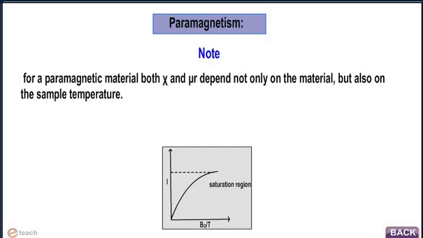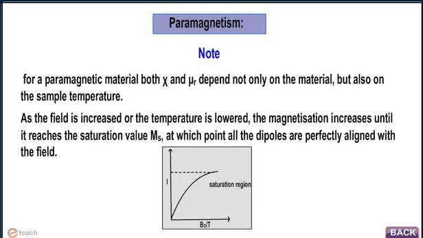Note, for a paramagnetic material, both susceptibility and mu r depend not only on the material but also on the sample temperature. As the field is increased or the temperature is lowered, the magnetization increases until it reaches the saturation value Ms, at which point all the dipoles are perfectly aligned with the field.